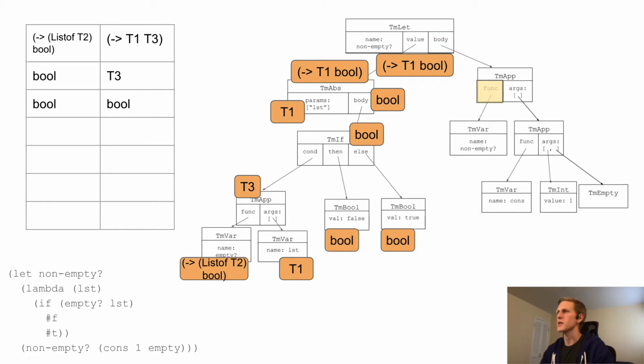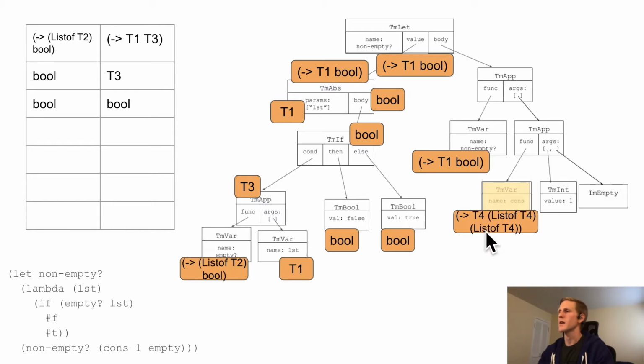Then we can look at the body of the let expression. We have a function application here. The function we're calling is this non-empty function that we've just defined. So we know that the value of it has this type that we just determined, so we'll put that there. The arguments are this function application. The first thing to look at there is the function we're calling. That's cons, which comes from the standard library, and we have a new to-be-determined type T4. So cons, again, takes a new item to add to the list. It takes the existing list, which should match the type of the item you're passing, and it returns a new list of the same type.